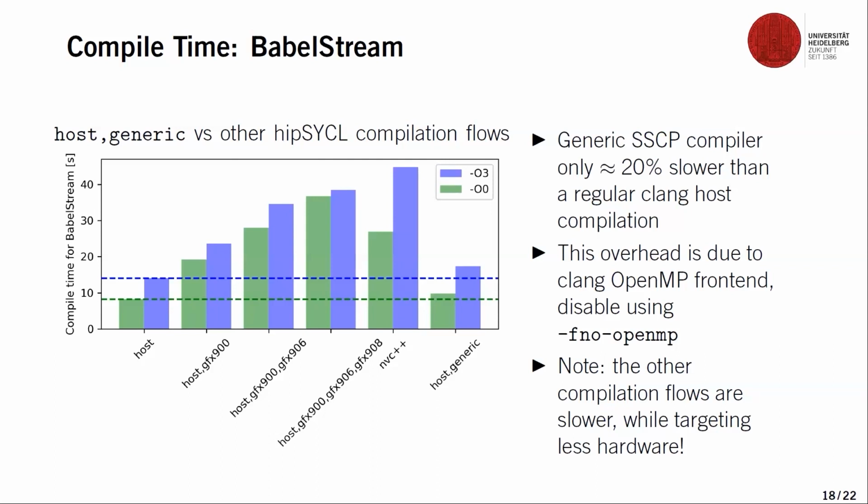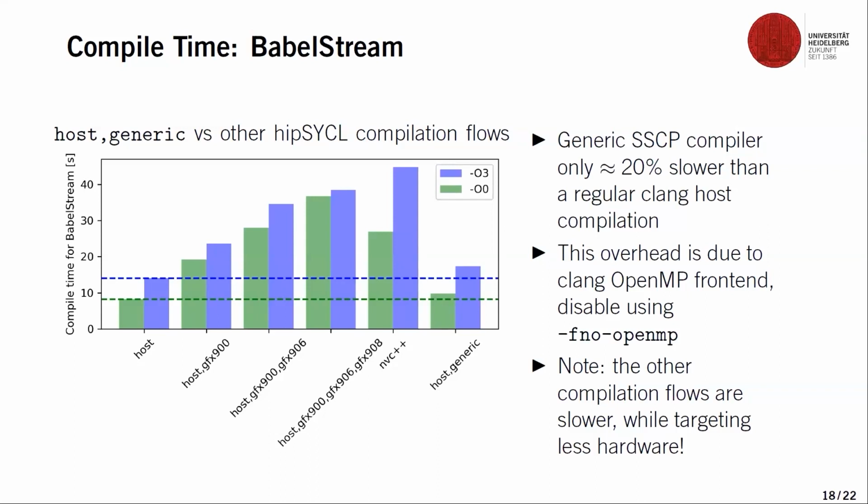It's actually due to the OpenMP front end, and I've not yet found out exactly what is going on there, but there seems to be some interplay with some OpenMP optimizations that it wants to do with the headers, and you can basically disable that using -fno-openmp, and then it drops down to basically the post compile time.